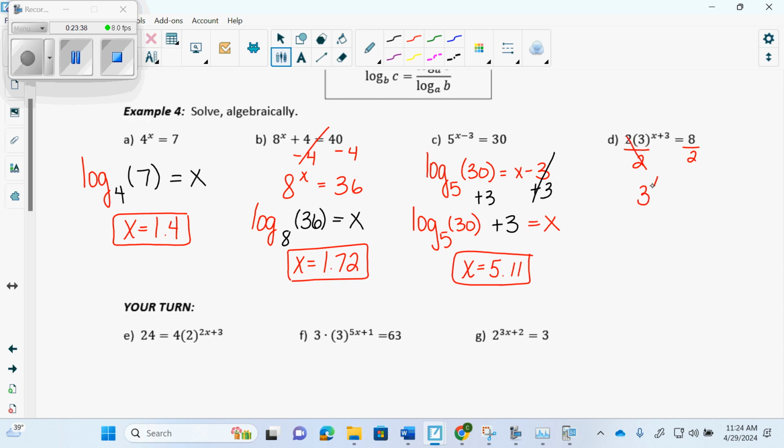So 3 to the x plus 3 equals 4. And then I can convert now. The base of my exponent becomes base of my log. So what's the base going to be? 3. And then what goes beside it? 4. And what does it equal? X plus 3. And then I need to get x by itself. So I'm going to subtract 3. So I get x equals log base 3 of 4 minus 3.